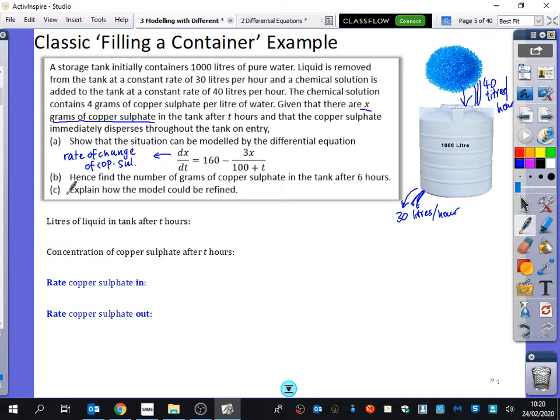It's increasing and decreasing at the same time. Fantastic. What's the bit that's making it increase? The 40 litres being added in every hour. Yeah, the 40 litres being added in every hour is going to make the amount of copper sulfate increase. But it's also leaking as well. So there's going to be some leaking happening too. And that's why we're going to have 2 parts to this differential equation, right?